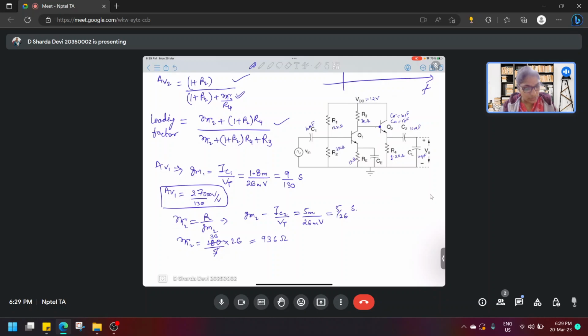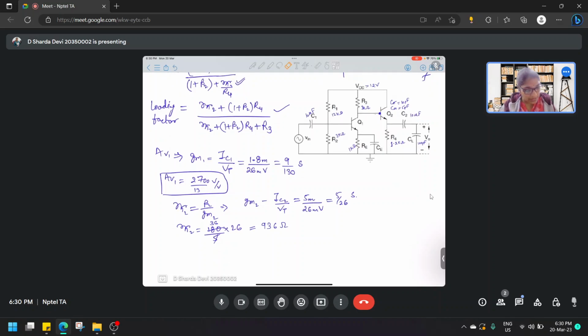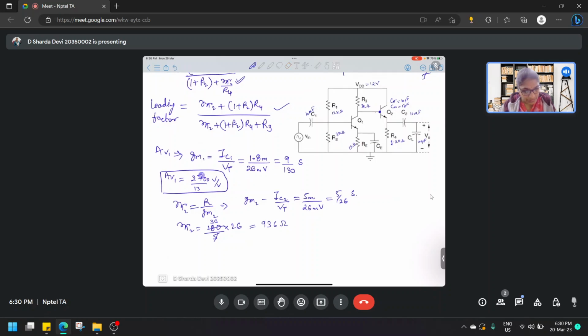Here it was 3 kilo ohms, right? So that kilo will come into picture. So it's 2700 by 13. And AV2 is, here R pi is 936. So now when we calculate AV2, it will be 936 plus 181 into R4. R4 is how much? 1.2k, by 936 plus 181 times 1.2k plus R3, which is 3 kilo.